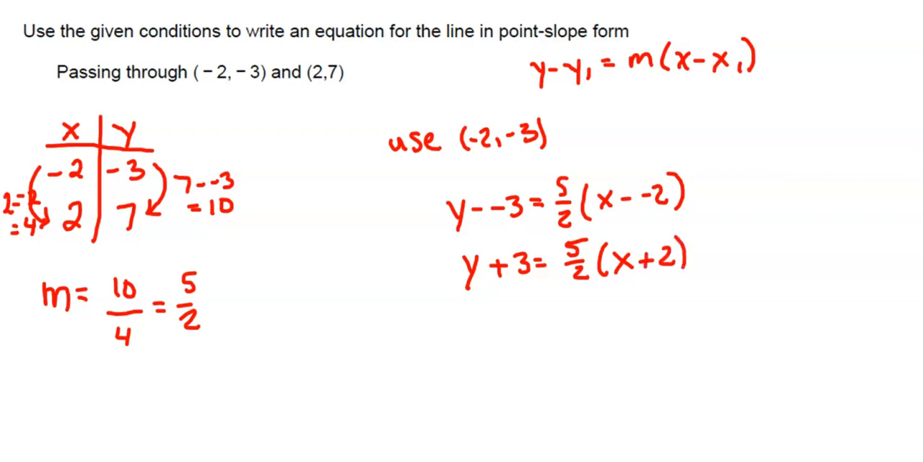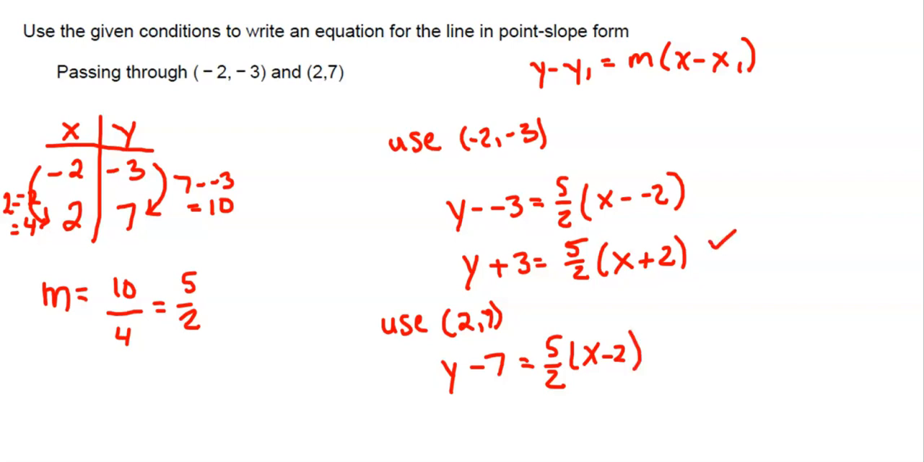Or if you prefer, we could say y plus 3 equals 5/2 times x plus 2. If we use the other point, the 2, 7, we would say y minus 7 equals 5/2 times x minus 2. These two equations look different, but they represent the same line.